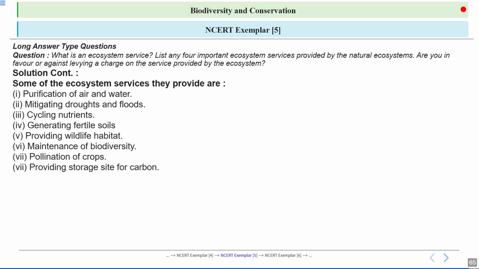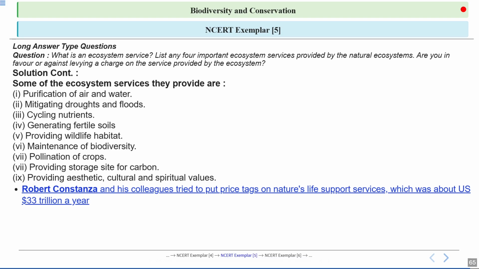they are fixing the atmospheric carbon dioxide and they are producing oxygen as a byproduct, and they are doing this by the process of photosynthesis. So in photosynthesis, the carbon dioxide from the atmosphere is fixed into the organic compound which is glucose. Next is providing aesthetic, cultural and spiritual values.